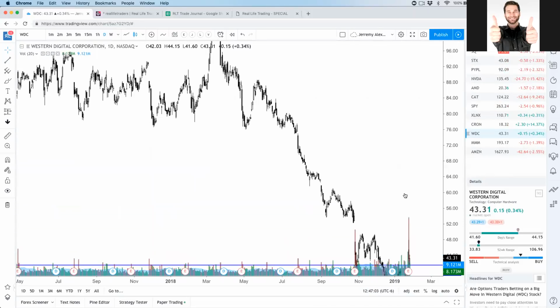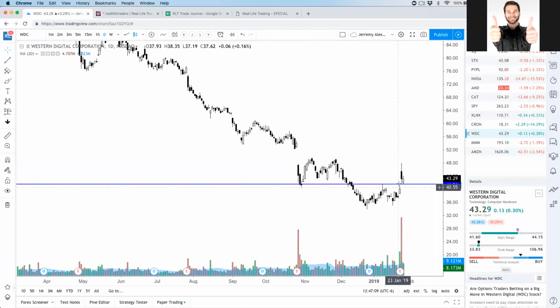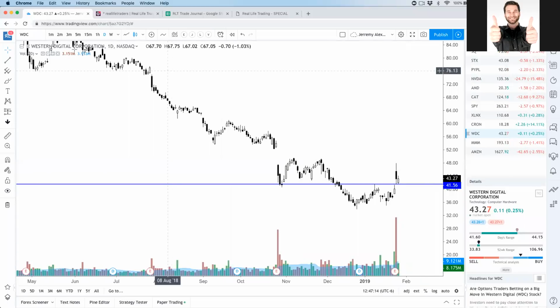So again, this is the daily chart on WDC. This is one that we were watching this morning, and it did have a nice gap retest that I would love it to have opened below this low, but it didn't quite get there.